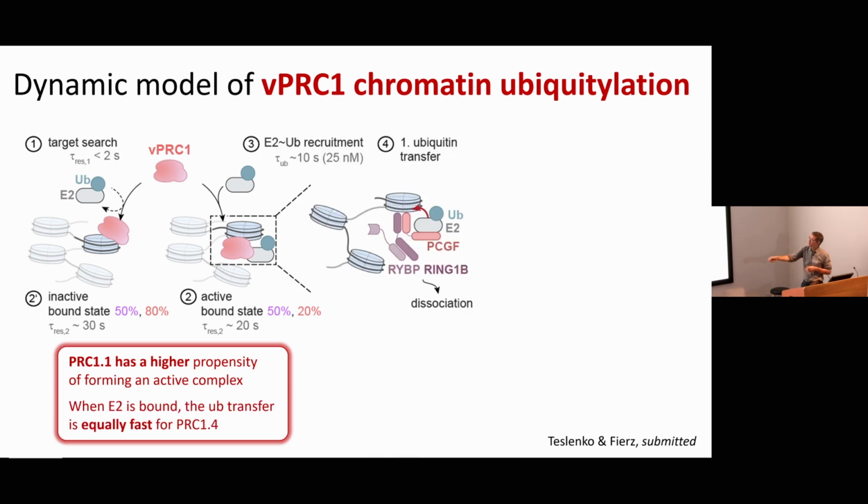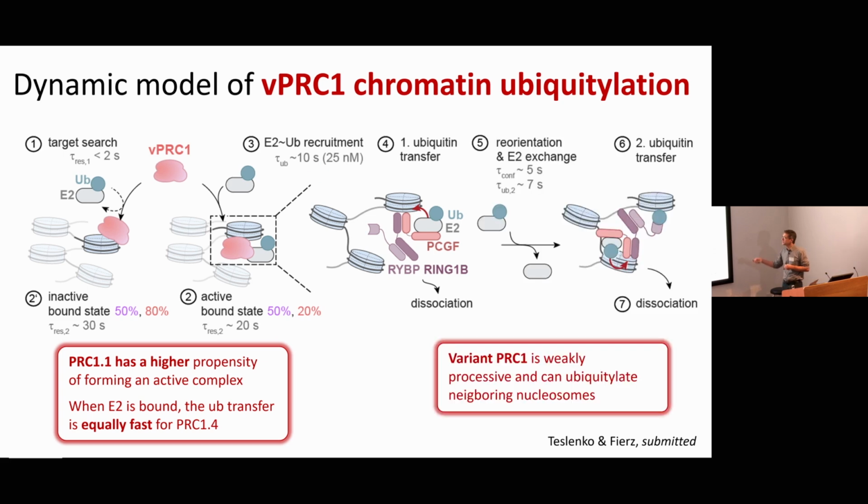But when it binds to the nucleosome, it has then a chance of effecting a first ubiquitin transfer that takes about 10 seconds. Then it reorients, which takes a couple of seconds to find a new nucleosome. It can deposit the second ubiquitin molecule, and then eventually it dissociates and can find another target. And so we hope that with this we can now observe and dissect chromatin readers and writers in more detail to get a molecular picture of chromatin regulatory processes.